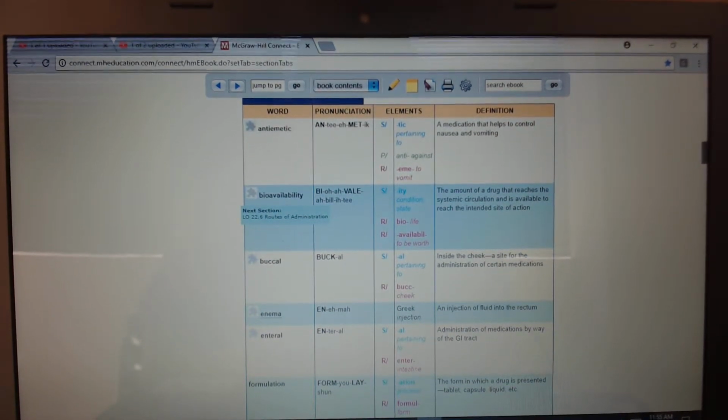Antiemetic, a medication that helps control nausea and vomiting. Eme is to vomit, so antiemetic would be to prevent vomiting. Bioavailability, bio means life. Available is to be worth, so the amount of a drug that reaches the systemic circulation and is available to reach the intended site of action. Buccal, buc means cheek, so inside the cheek is a site for the administration of certain medications.